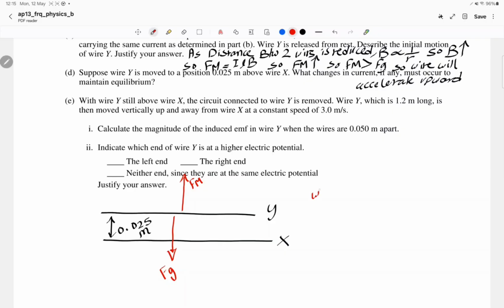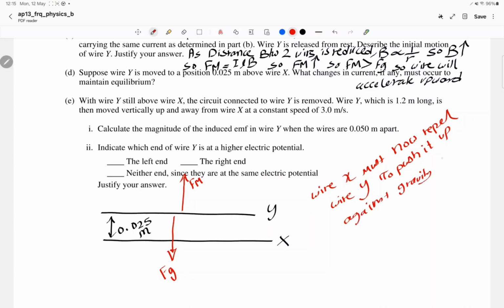Okay, so that means that wire X must now repel wire Y to push it up against gravity. So now Fm would still be equal to Fg.